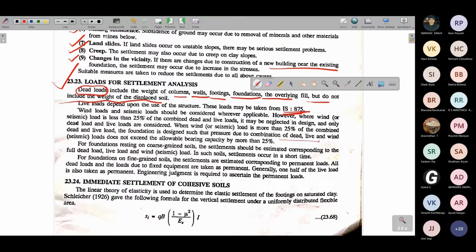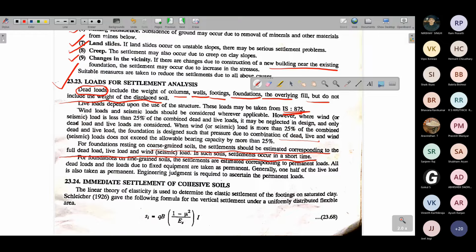For a foundation resting on coarse-grained soil, the settlement should be estimated corresponding to the full dead load, live load, and wind load, since settlement occurs in a short time. For a pile foundation on fine-grained soil, it corresponds to the permanent load. All the dead load and live load due to fixed equipment are taken as permanent. So these are the codal provisions we will follow, whether to take wind load or earthquake load.